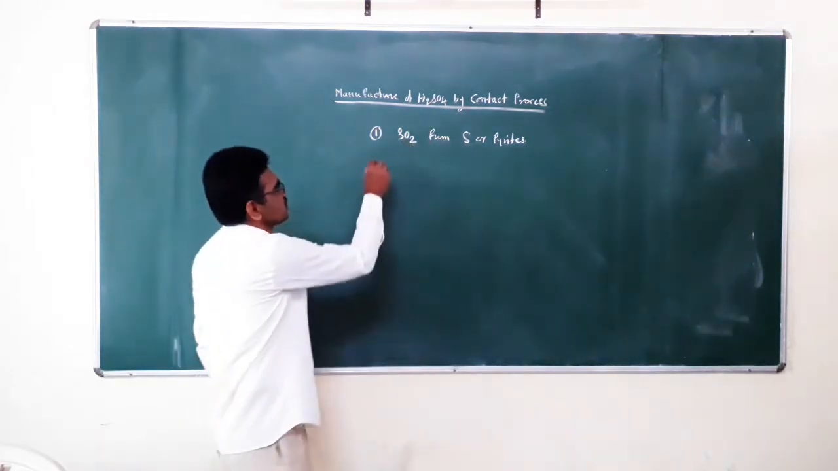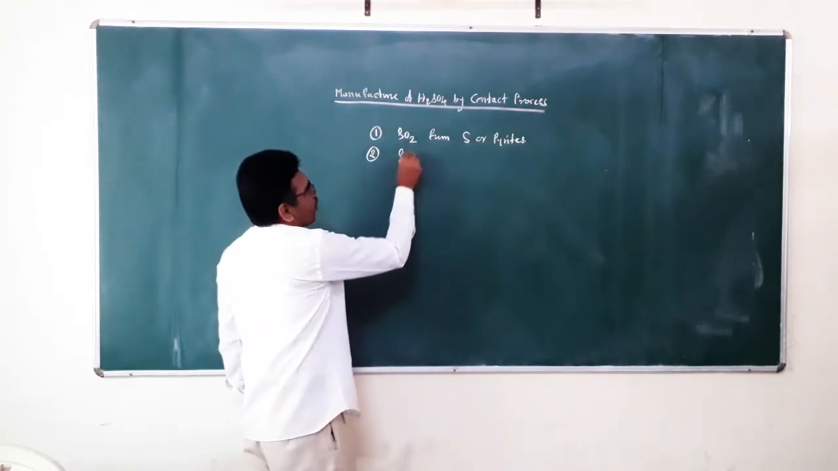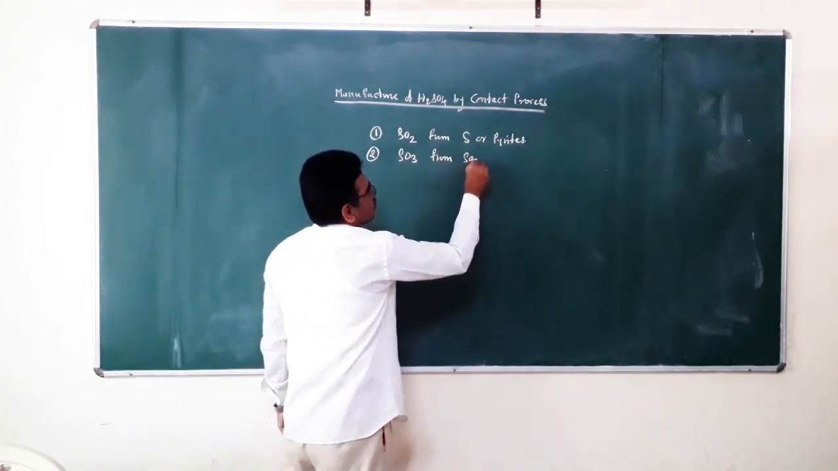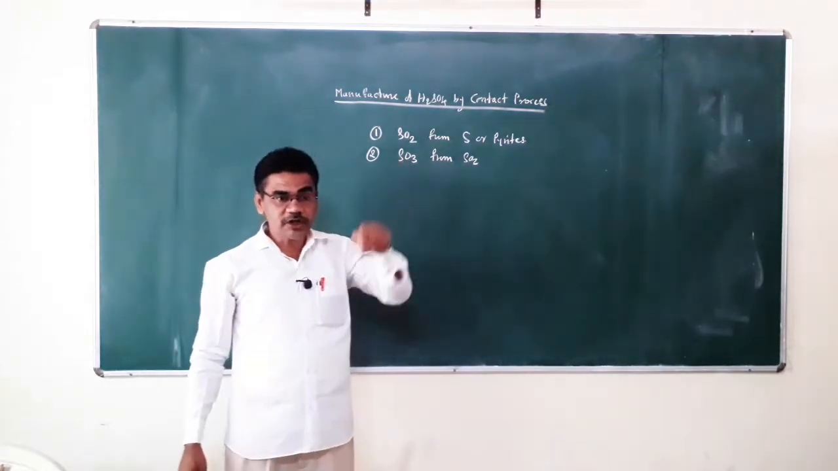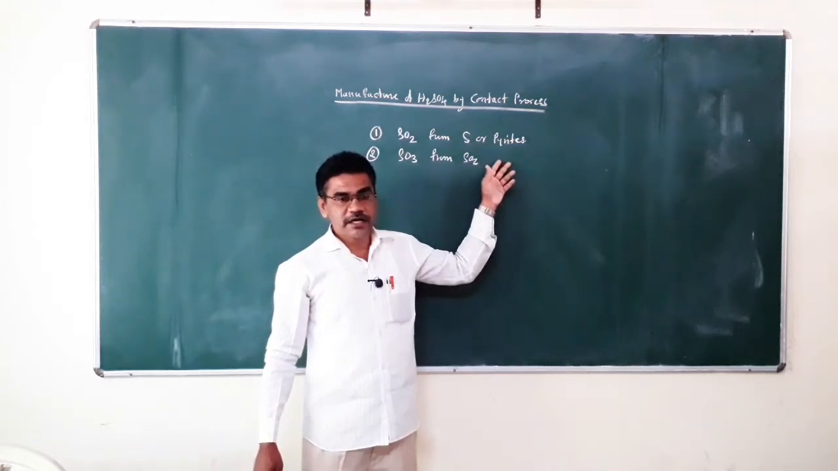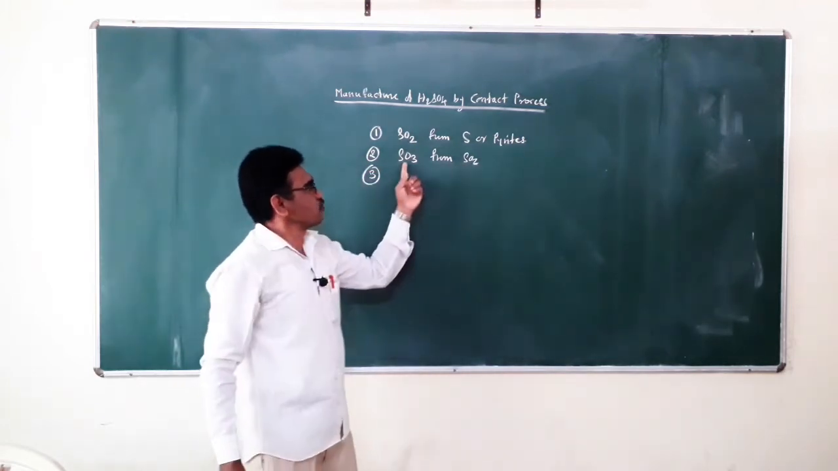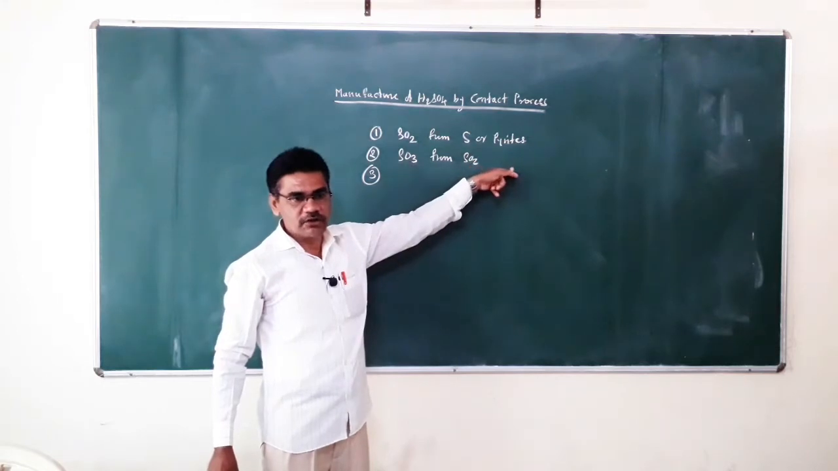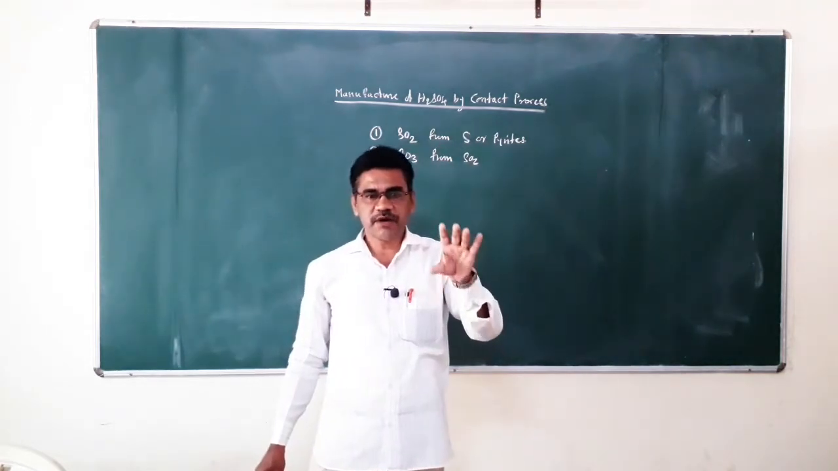So the second step is preparation of SO3 from SO2, means conversion of SO2 to SO3 by using atmospheric oxygen in the presence of vanadium pentoxide or platinum asbestos as a catalyst. And third step, absorption of SO3 by water molecule to produce sulfuric acid. These three steps are involved in the manufacture of sulfuric acid by contact process.